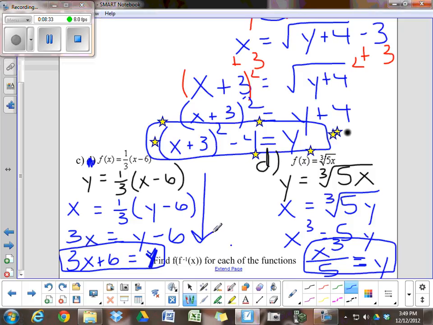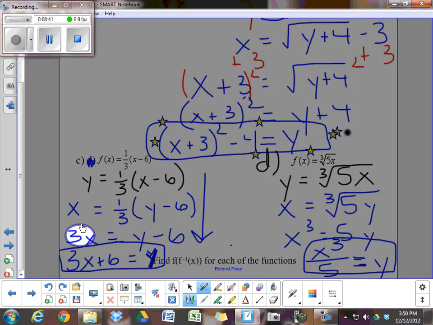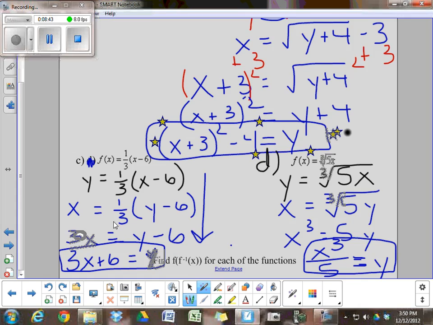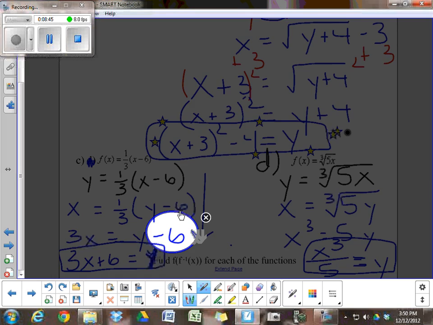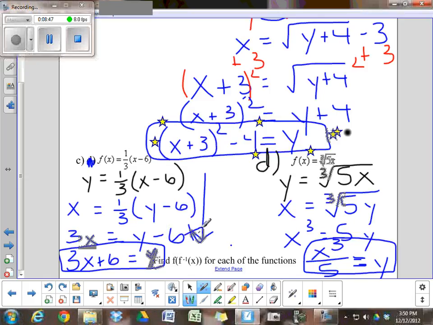I switched x and y. I then multiplied both sides by 3. Then I added 6 to both sides. I had y minus 6. You do the opposite, and you add 6 to both sides. So the final answer is going to be y equals 3x plus 6. That's the inverse.